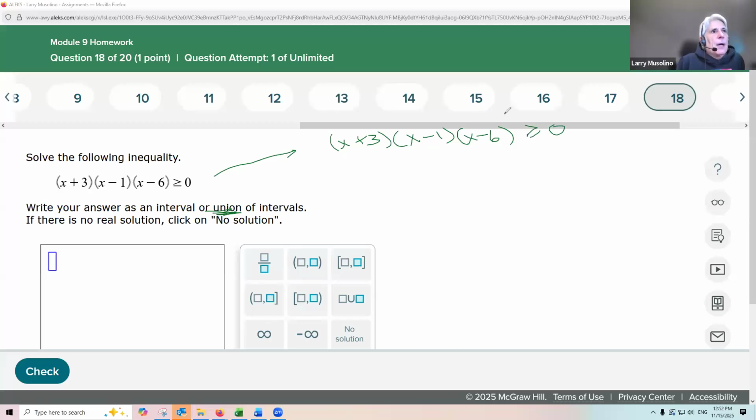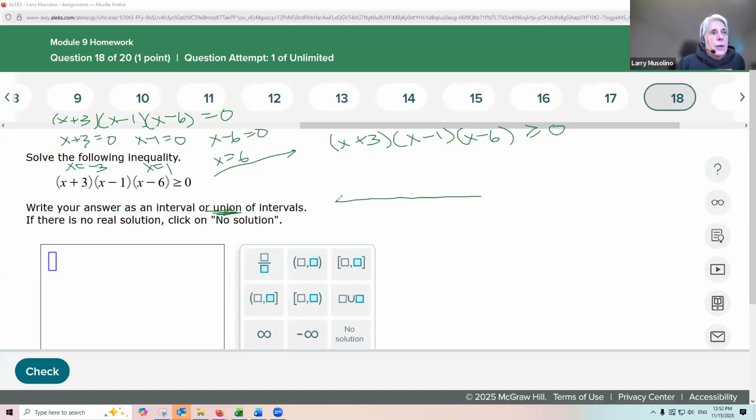All right, well, I'm going to pretend this is equal to 0. I'll do it over here. So (x + 3)(x - 1)(x - 6) = 0 to get started. That means each parenthesis gets set equal to 0. And that's going to get me x = -3, x = 1, and x = 6.